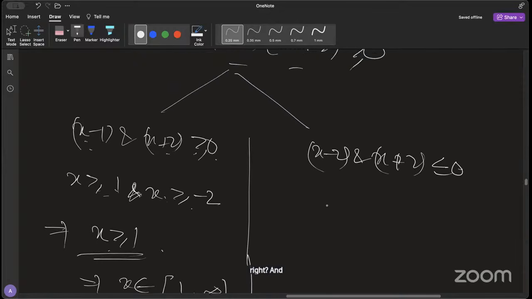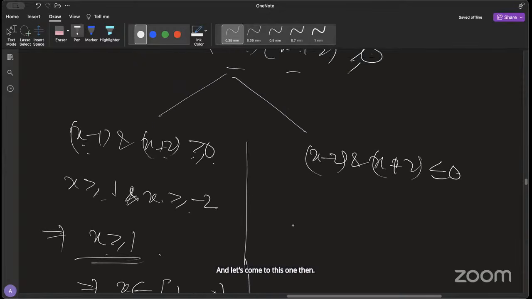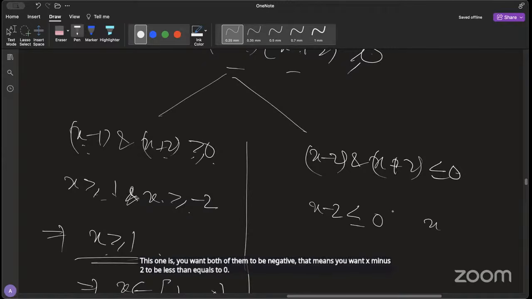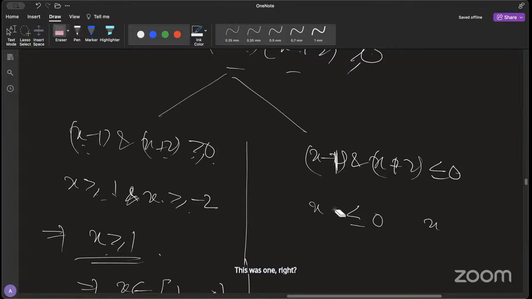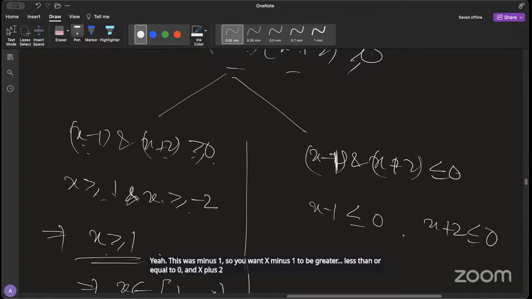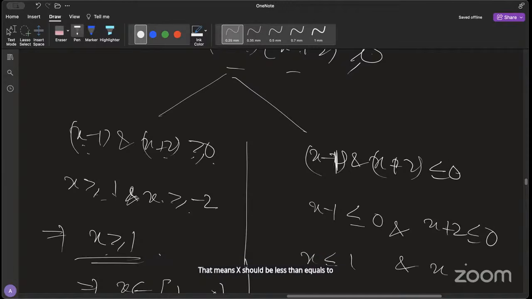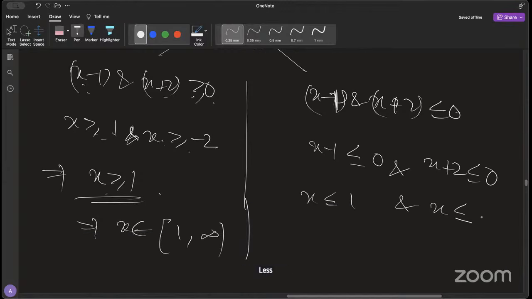And let's come to this one then. Here you want both of them to be negative. That means you want x minus 1 to be less than or equal to 0 and x plus 2 to be less than or equal to 0, both simultaneously. That means x should be less than or equal to 1 and x should be less than or equal to minus 2.